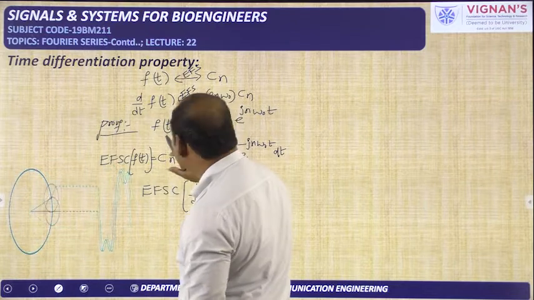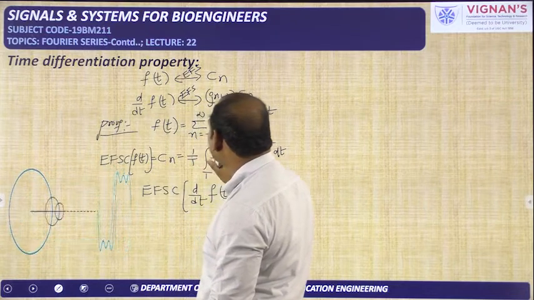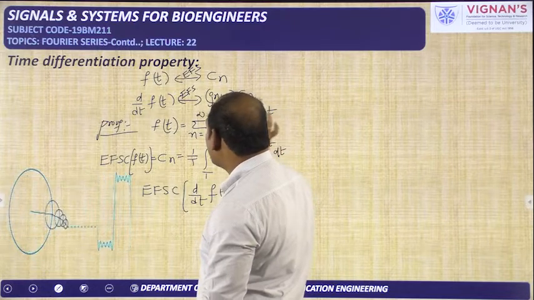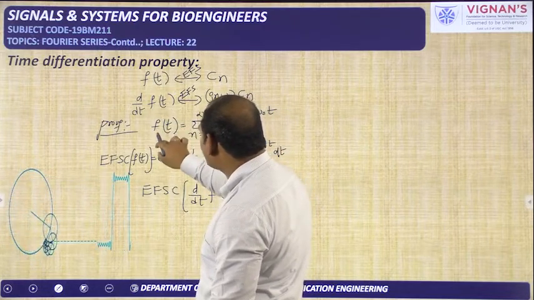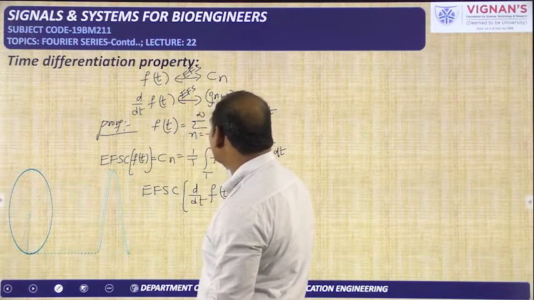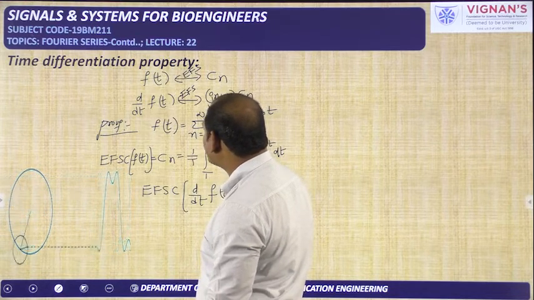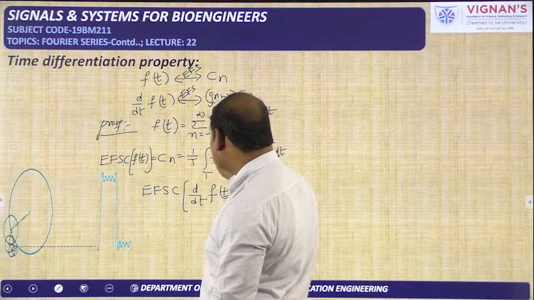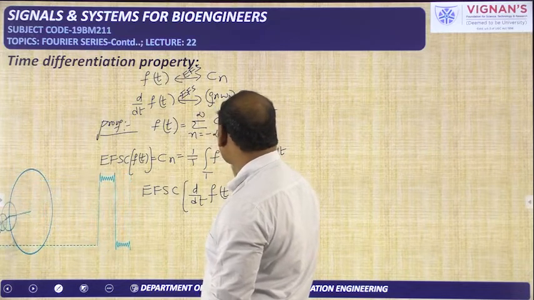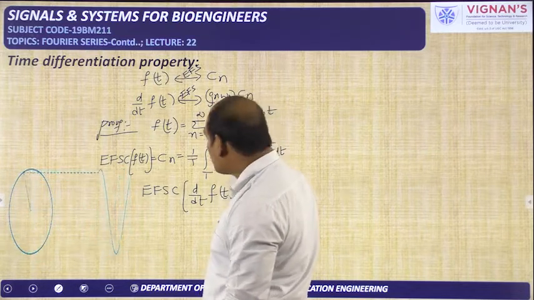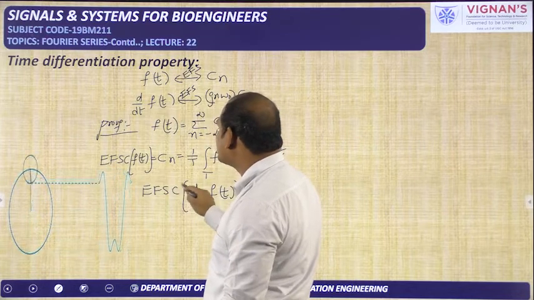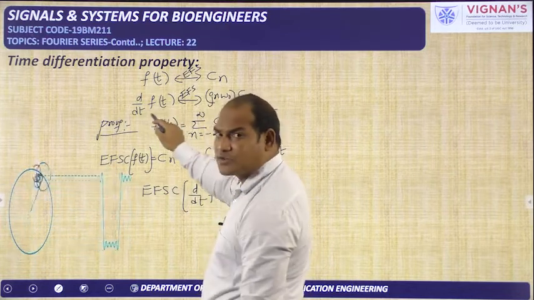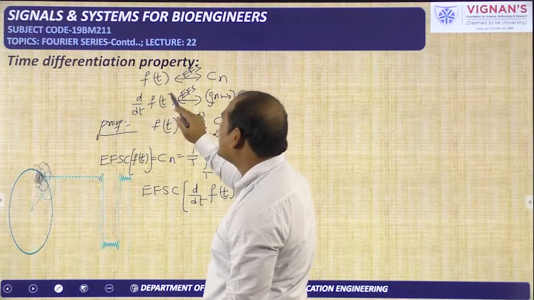f of t is equal to sigma n from minus infinity to plus infinity Cn e power j n omega naught t. In this expression of f of t, the Fourier series coefficient is available. What is the expression for the Fourier series coefficient? Cn is equal to 1 by T integral over one period f of t e power minus j n omega naught t dt. Now we need the exponential Fourier series coefficient for this one. This is the required thing. We need to find the exponential Fourier series for d by dt of f of t.